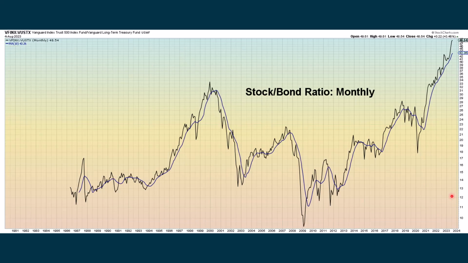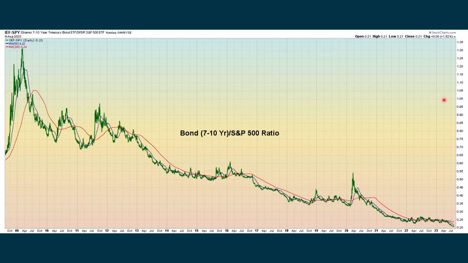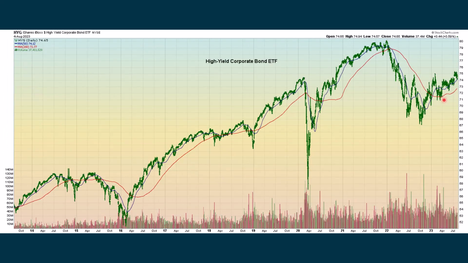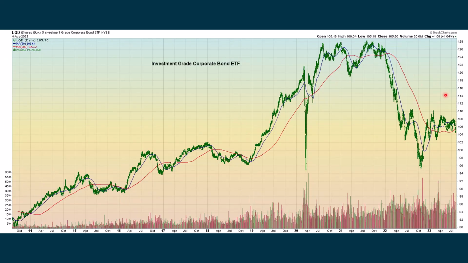The stock to bond ratio on a monthly chart shows that stocks are outperforming bonds. Bonds are underperforming stocks. We look at high yield corporate bonds, which means junk bonds. They're continuing to have a nice solid uptrend. We look at investment grade bonds. They've been chopping more or less sideways, but are still in an uptrend.